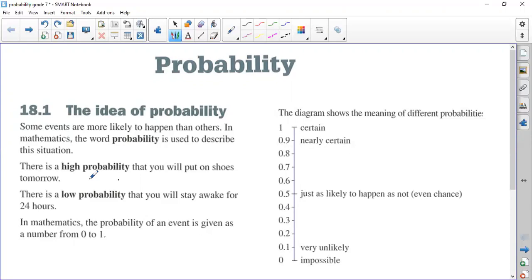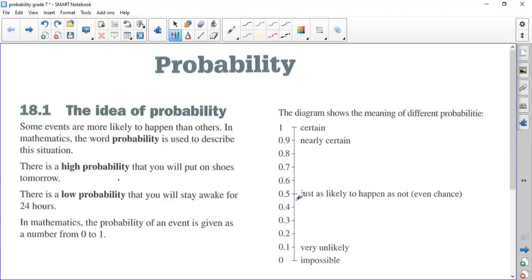The probability of an event is given as a number from 0 to 1. Okay, so you must know this one. The probability of an event is always a number between 0 and 1. 0 means that this event is impossible. Okay, this event cannot happen. It is impossible. If the probability is near 0, it means it is unlikely to happen.